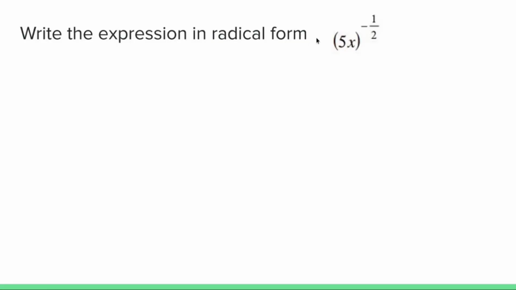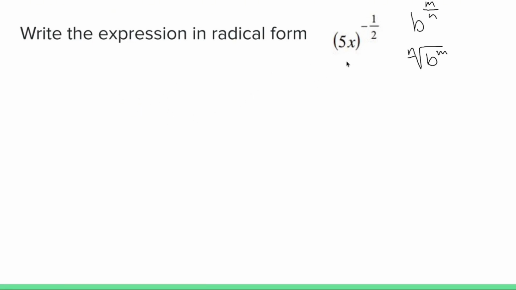Write the expression in radical form. All right, well, what I want to do is get this to the point where it looks like b to the m over n. Because once I can write it out like that, I can rewrite this out as the nth root of b to the m power, right? So what I have right now is a negative exponent. Let's deal with that first.